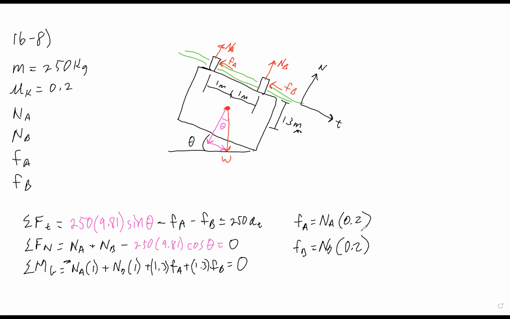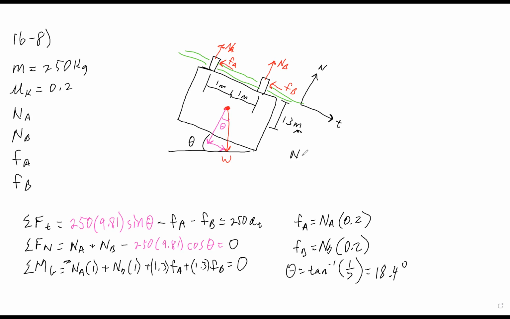We have the tangential acceleration, so 6 unknowns. We do need one more equation, and that equation can be finding the angle theta. So theta is equal to the inverse tangent of 1 over 3, that rise and run ratio. That equals 18.4 degrees. Now we have enough equations to solve for everything.